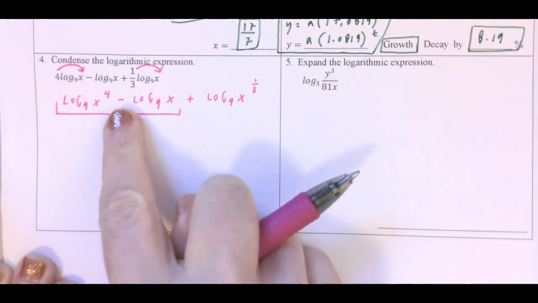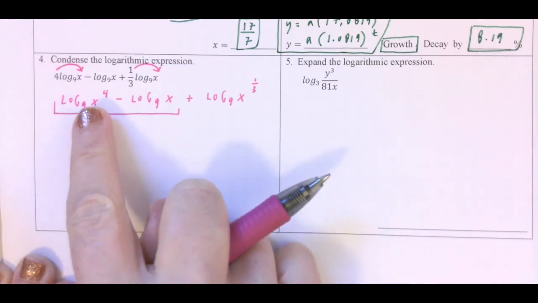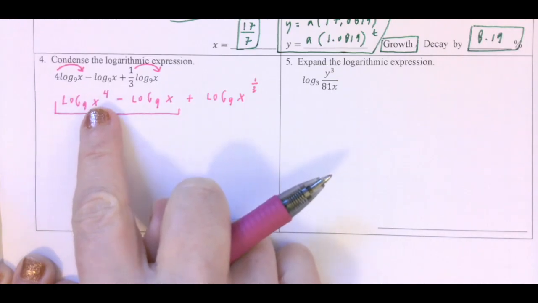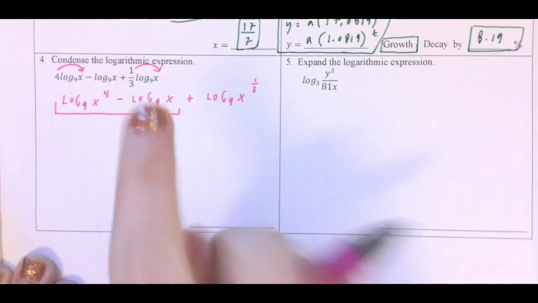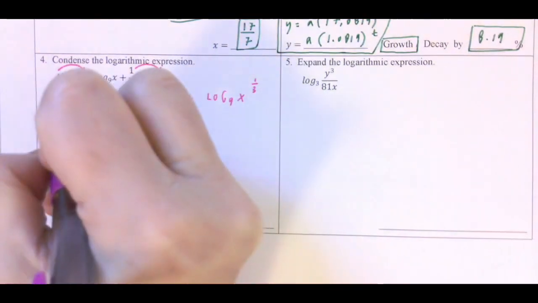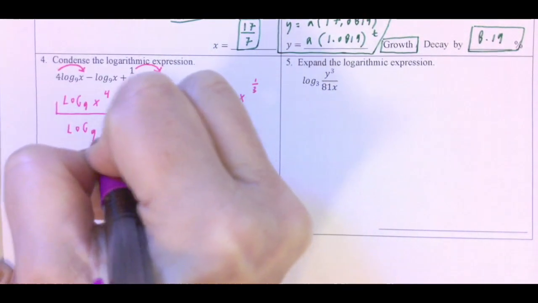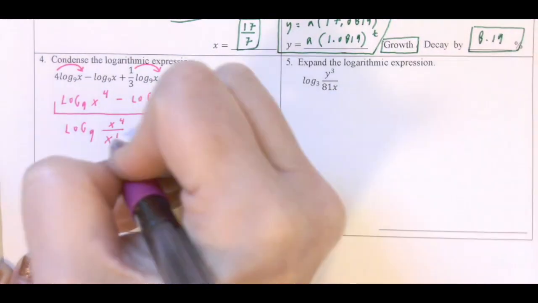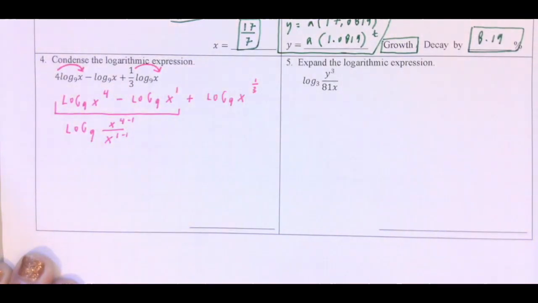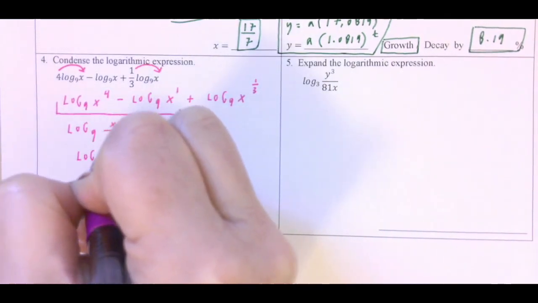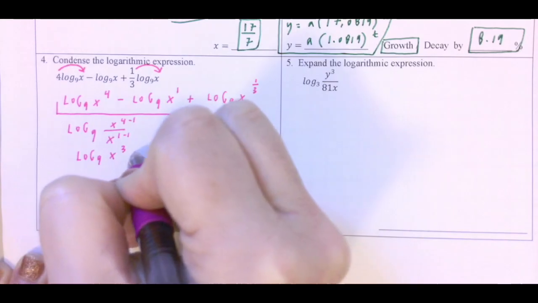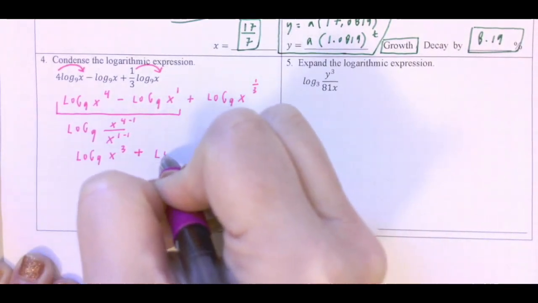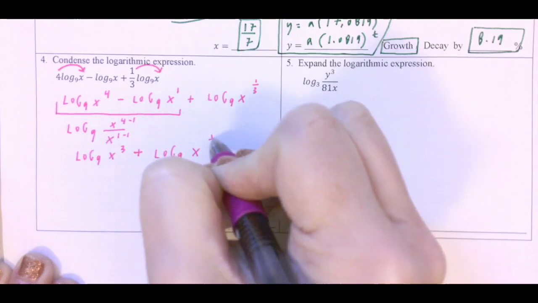They're joined by subtraction, so I can make it log base 9 and make the argument position a quotient, a fraction, where I'm looking at x to the 4th divided by x to the 1st. So I have log base 9 of x to the 4th over x to the 1st. So here I know that if I subtract the small from the large, that gives me x to the 3rd on top over 1, just x to the 3rd. So right now I have log base 9 of x to the 3rd power, and I still have plus log base 9 of x to the 1/3 power.